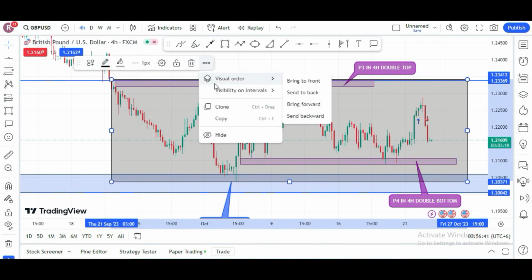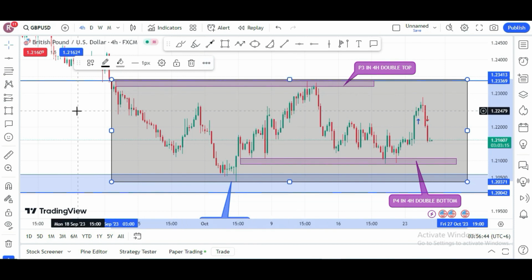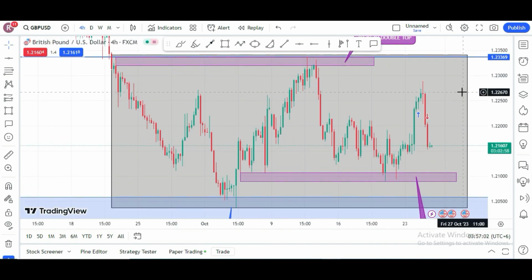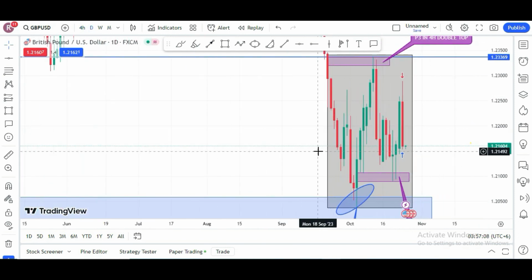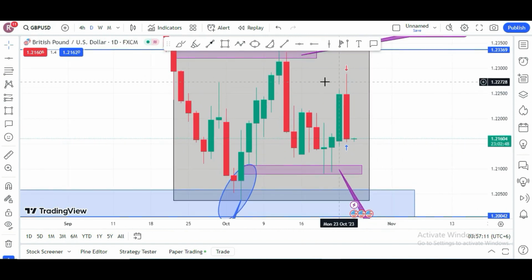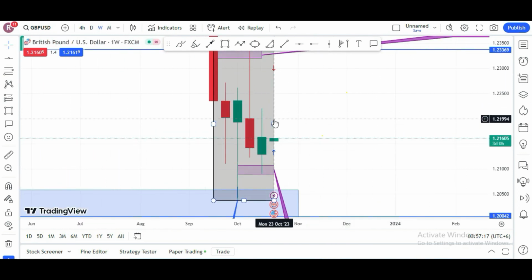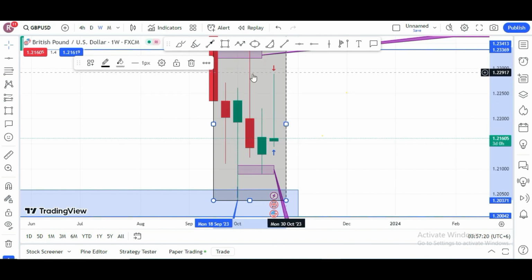This is not going out of this box. So now the question is, again it formed something here, and it is the thing I can understand that this top is not in the day. If we go to the day, there is nothing in the day. In the week, let's enlarge it, there is nothing in the week. So it is again in 4 hours.